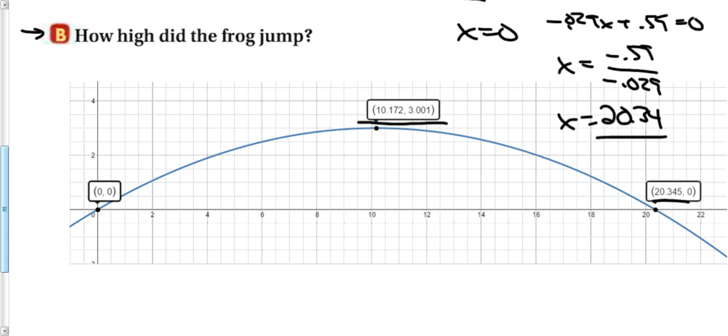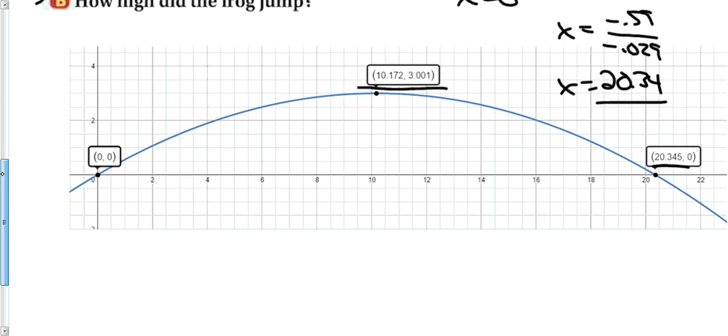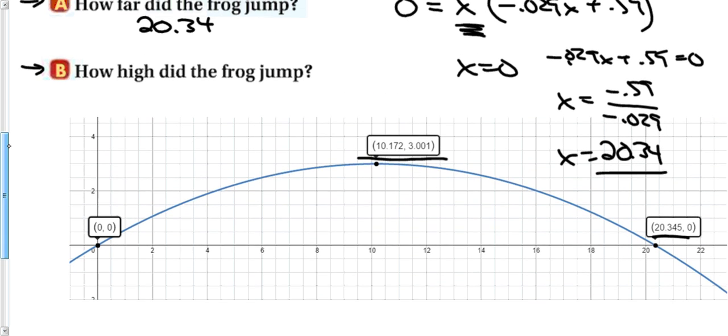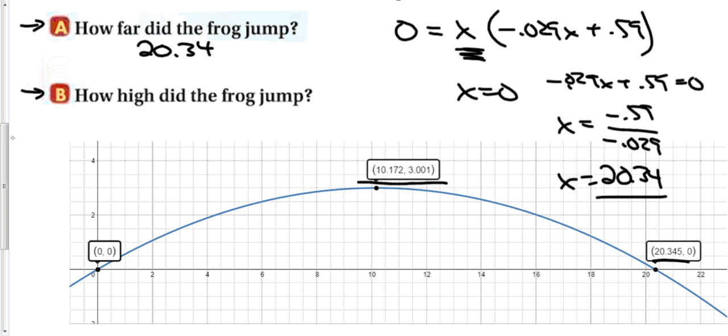Okay, so graphing can help us figure this out. If I didn't have a graph, if I wanted to find the height of the frog, I would have to use the formula x is equal to negative b over 2a to find this coordinate, and then plug it back in to get my y coordinate.